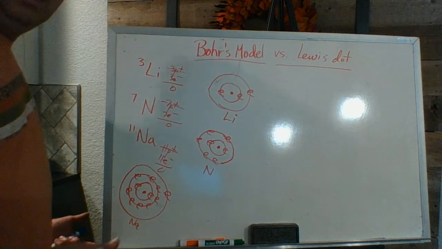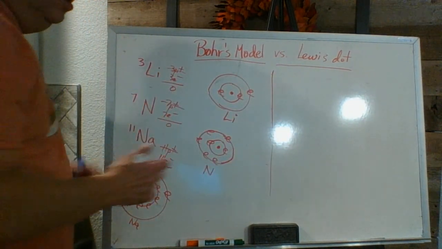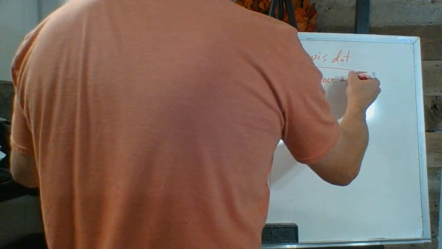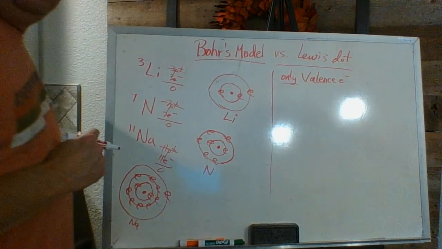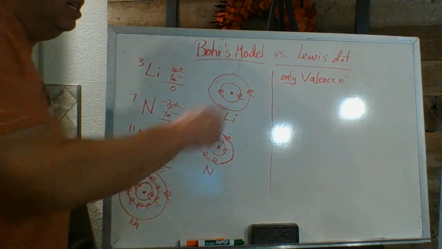Okay, you're showing where the electrons are. That's very different from a Lewis dot. Okay, a Lewis dot shows only valence electrons. Only valence electrons. What are valence electrons? Electrons in the outside ring. Those are really the only ones that they are worried about.